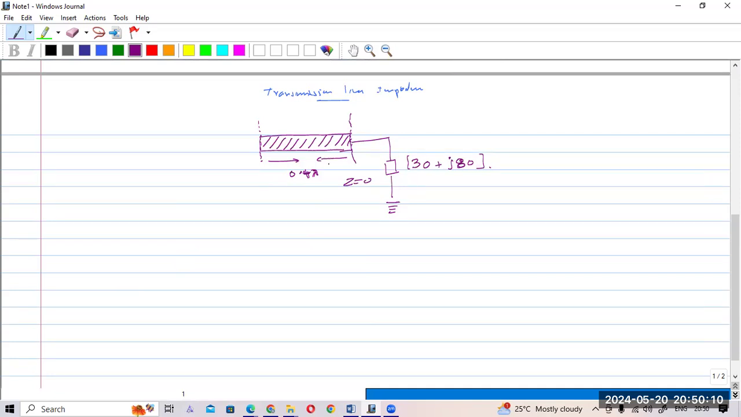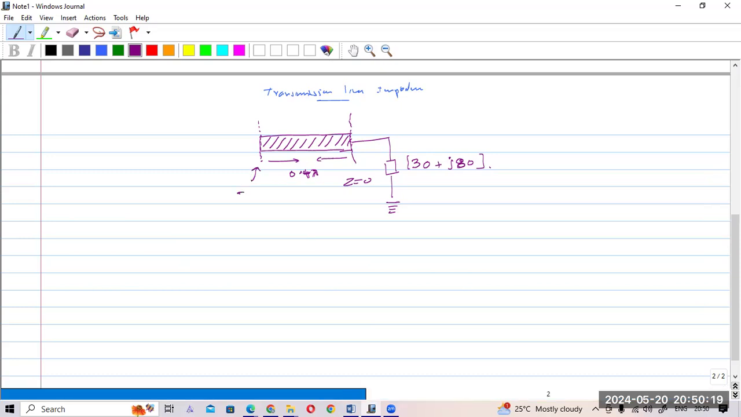So the length of the transmission line is 0.4 lambda. You are asked to calculate the input impedance of the transmission line here. Then you are asked to calculate the reflection coefficient here. So basically you are asked to calculate Z in and the reflection coefficient at this point. Can you try to calculate these two things by yourself? I will give you around 10 minutes, so try to calculate.